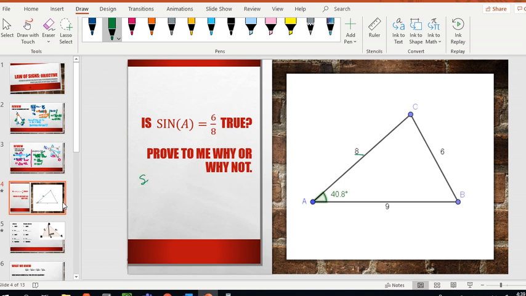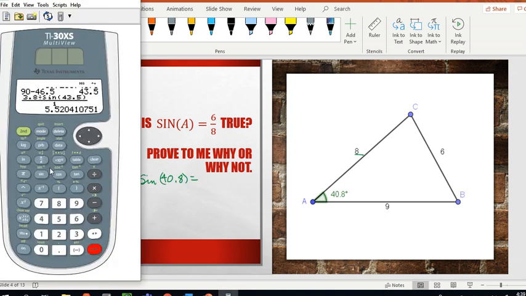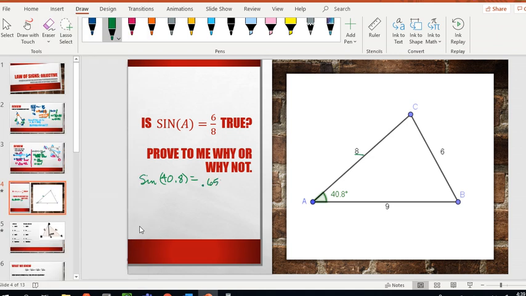So if we find sine of 40.8, what is that equal to? Well, sine 40.8, enter, 0.6534. Now the question is, is sine of A equal to 6 over 8? Well, we can turn that into a decimal. 6 divided by 8 is 0.75. Oh, they're not equal. So the answer is no.